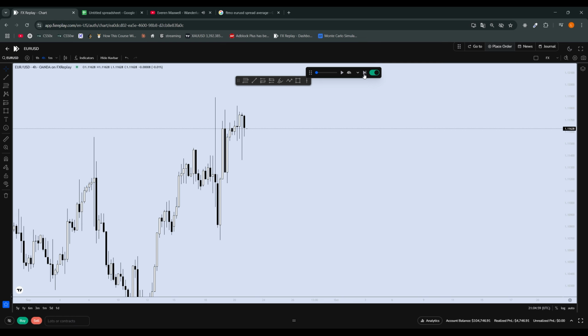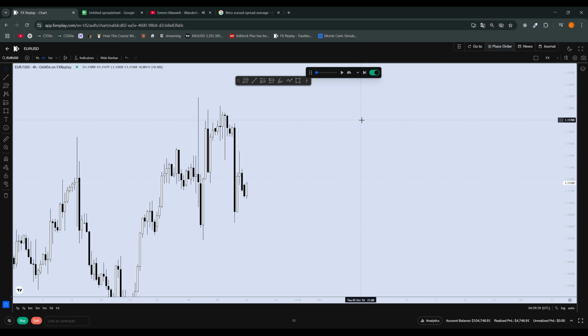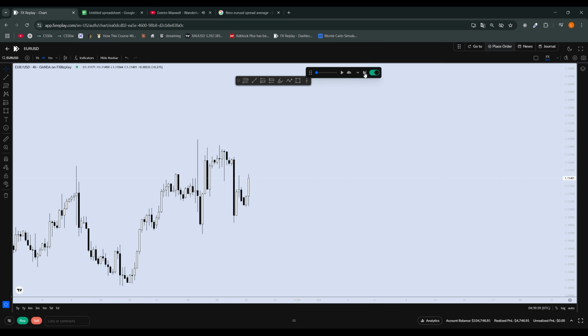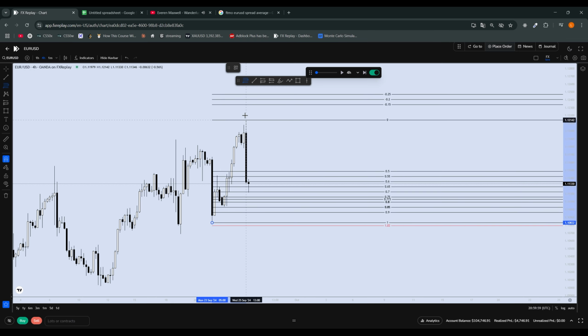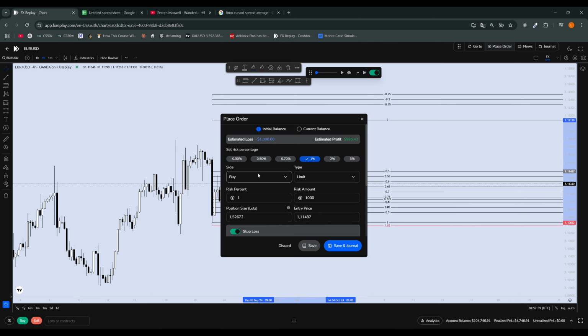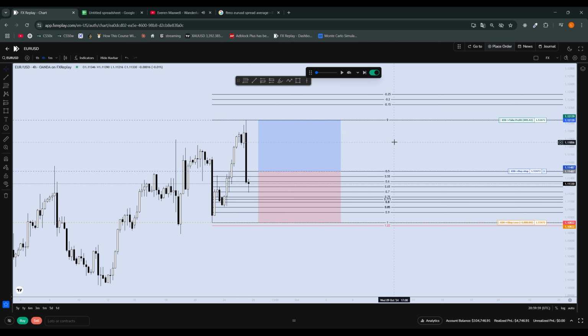It's a little bit unpredictable. So we have a new range here. This is a valid range, so I will get into it with a stop order.